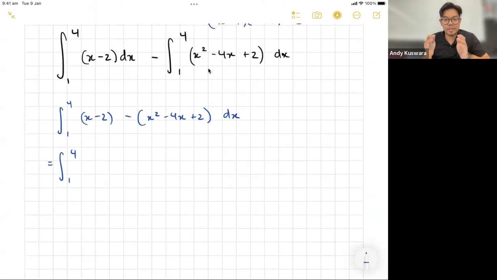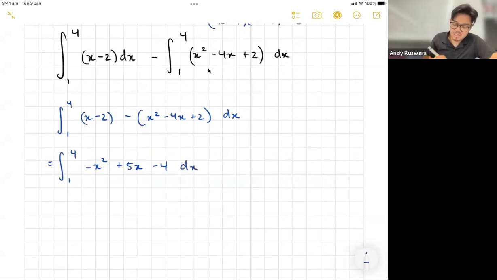Okay, so we're just continuing on. We put it into one integration, and now I'm just going to clean that up a little bit. So I'm going to have negative x squared. That's fine. I'm going to have x take away negative 4x, so it's actually going to be x plus 4x, that's plus 5x. And then I'm going to have minus 2, so that's minus 4 dx. So I've just expanded the brackets and collected like terms there.